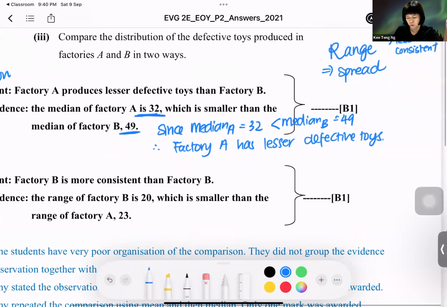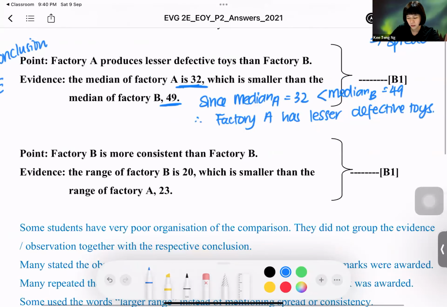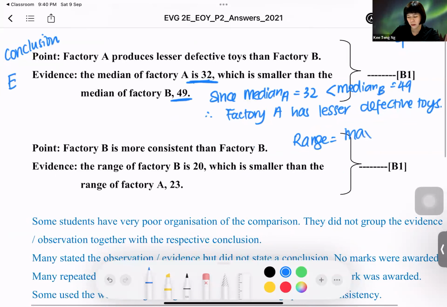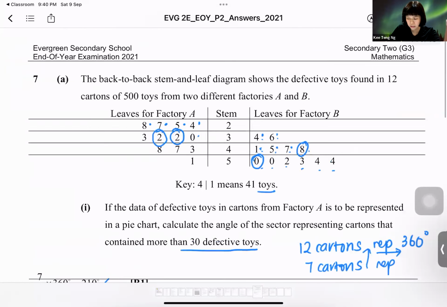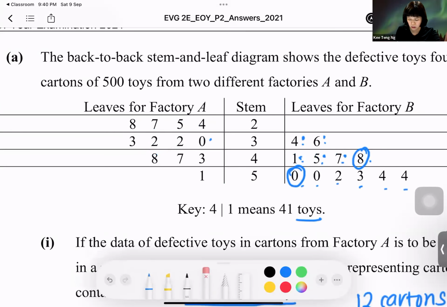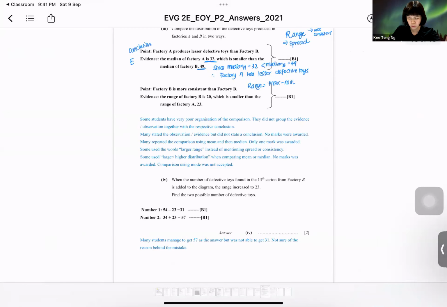So how do I find the range? Range is given by the largest maximum minus the minimum. So what's my maximum for A? Maximum data for A, I'm going to erase this away. 51 minus the smallest, 24. Remember, not 42, 24. So 51 minus 24, and the other one will be 54 minus 34. Oh, it looks like B has a smaller range.